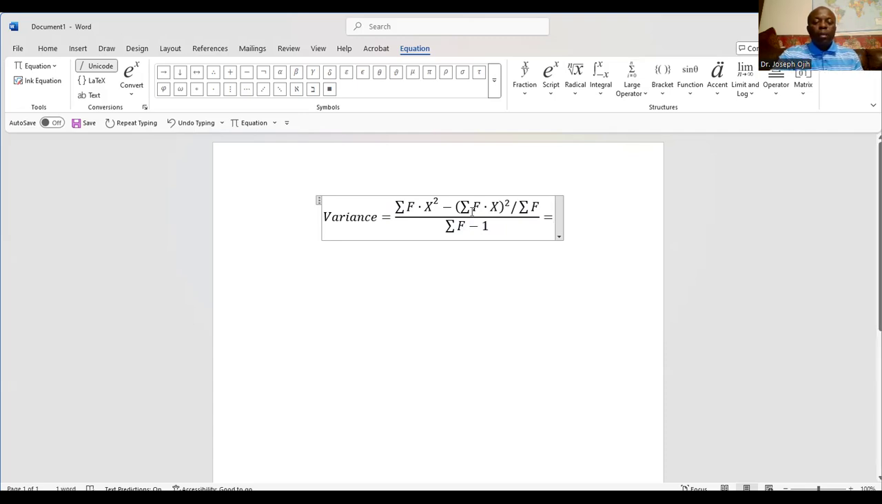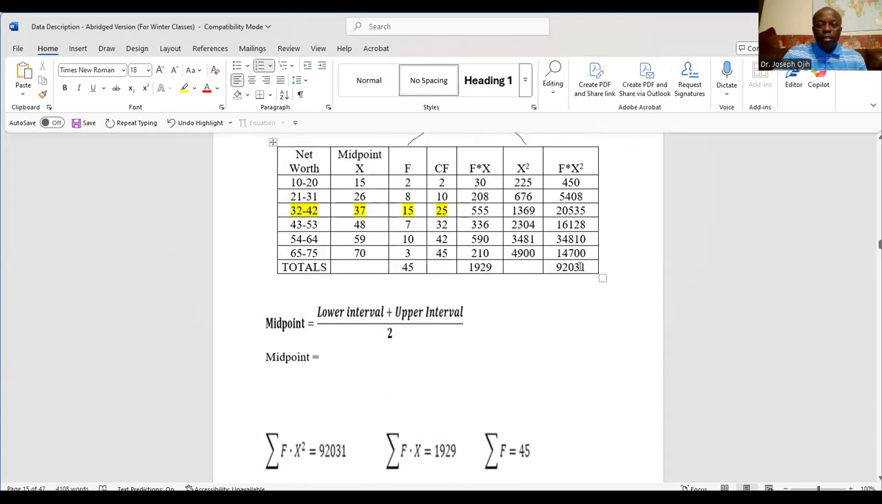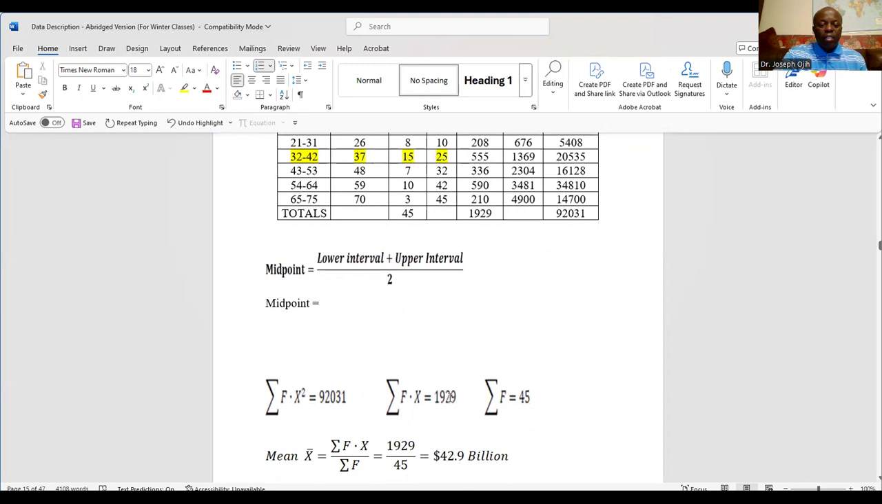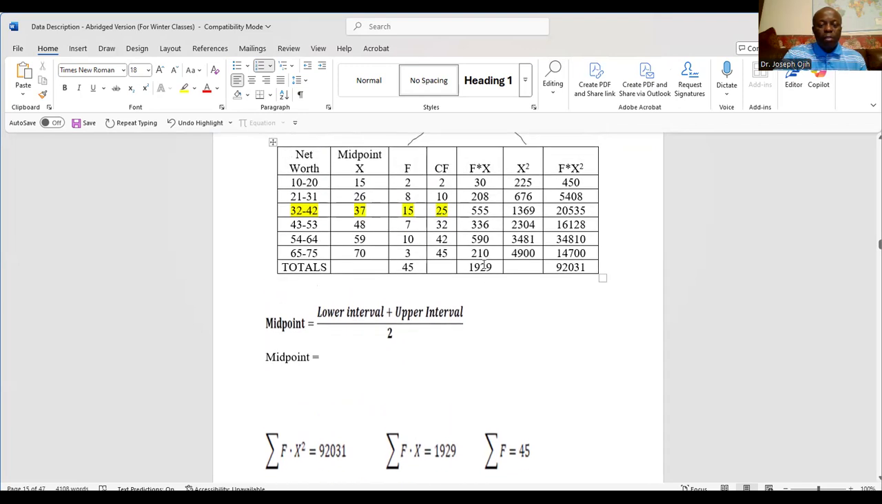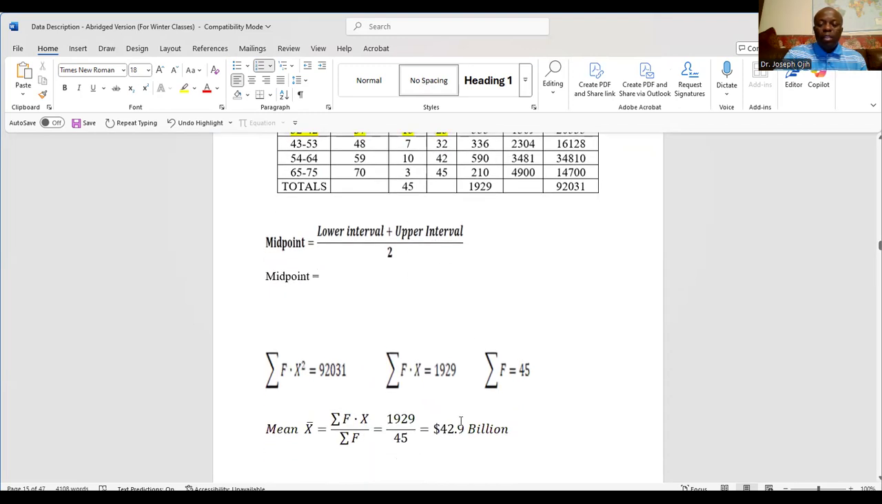So now we can put these numbers in. We know from our main workbook that the sum of f times x squared is 92,031. You can see from the table right here. The sum of f times x is 1929, which you can see right here. And the sum of the frequency is 45, which is right here. So let us plug these values into the formula to get our variance.